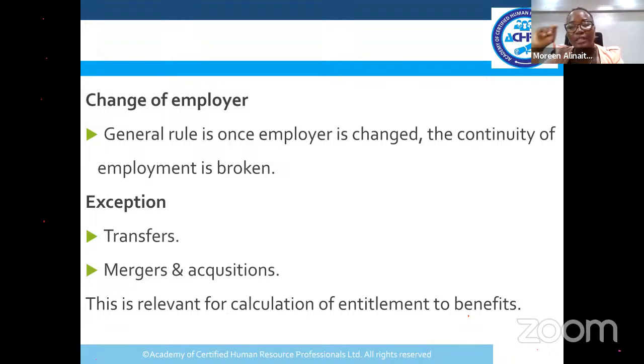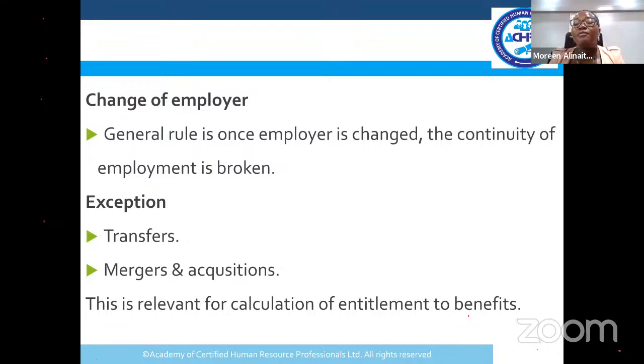Because, for example, these days we have, especially the collective bargaining agreements, they talk about gratuity. The years of service, you must calculate for them when they are now leaving service, and then you pay them. There is an exception to the general rule.